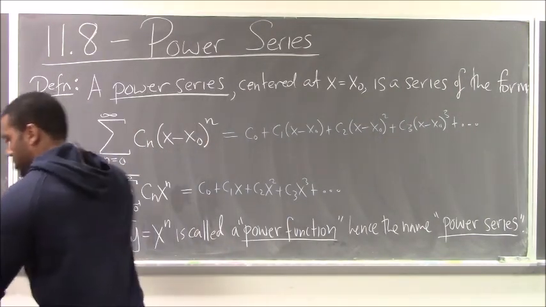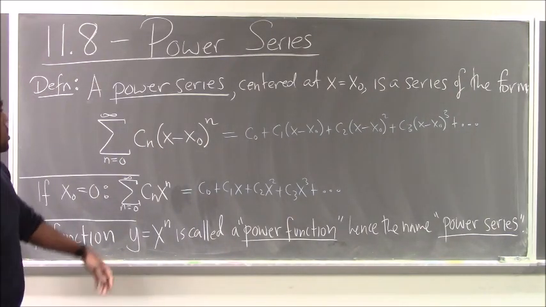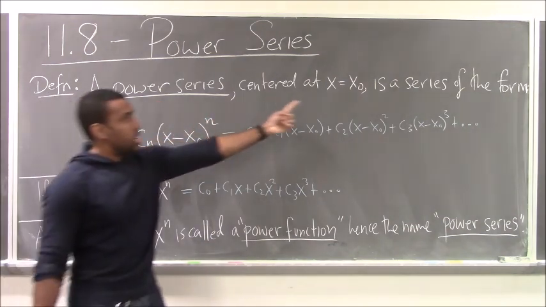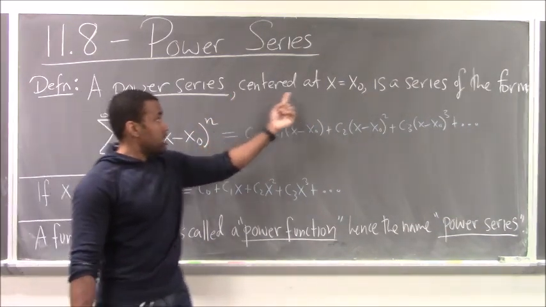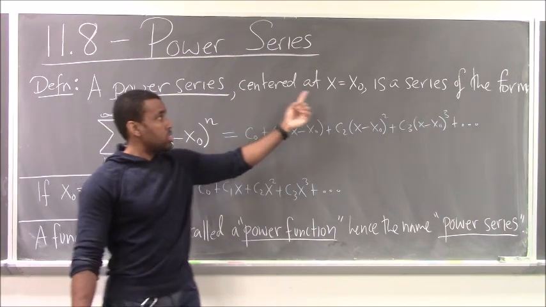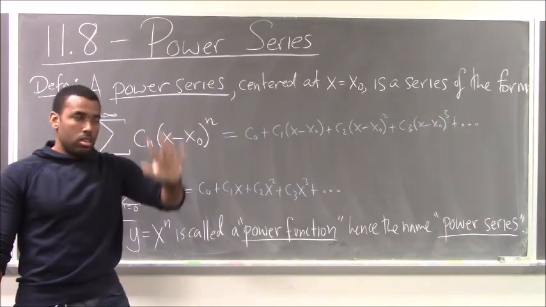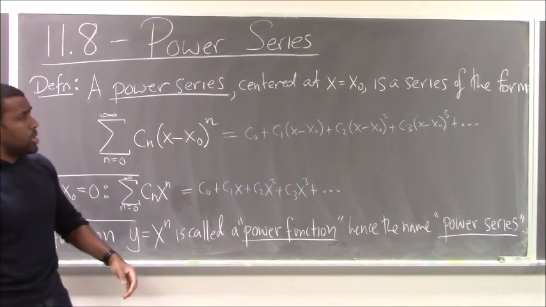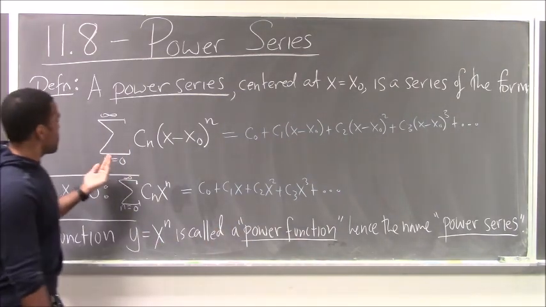So I wrote out the definition here. Let me move this out of the way. A power series centered at x naught, this is something that is just making it more specific where your series is centered at. I'll talk about that in a little bit. What does it mean to be centered at x naught? It is a series of this form.